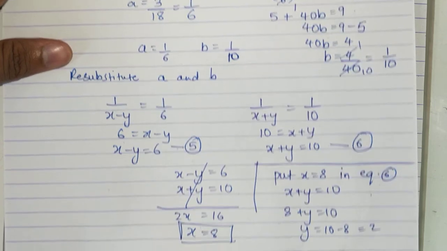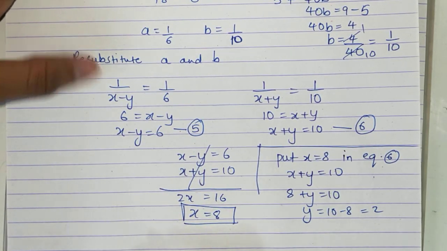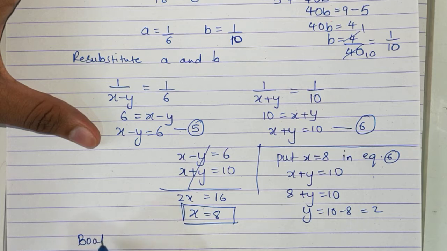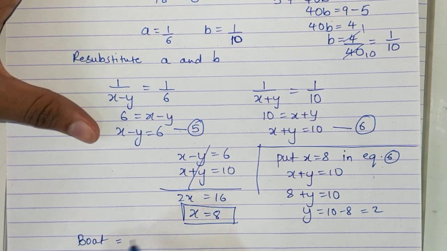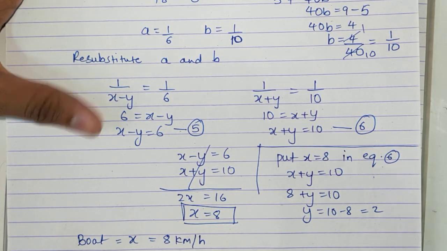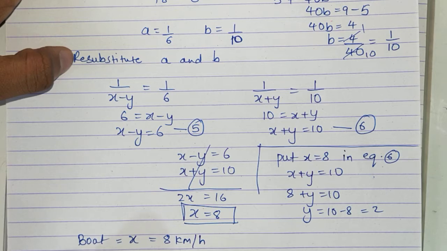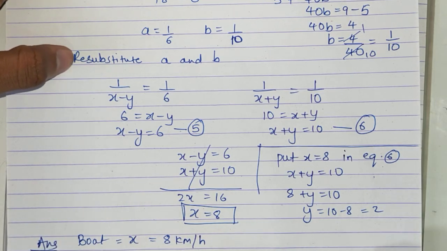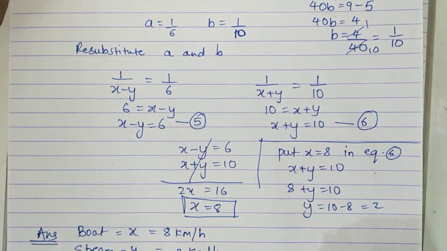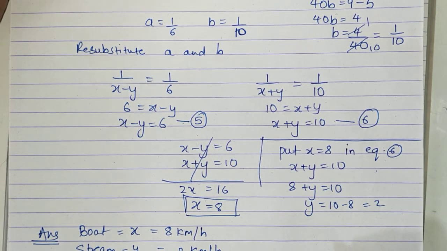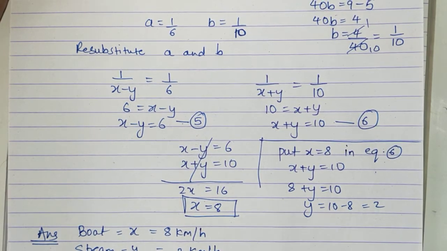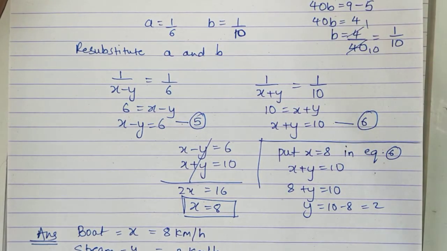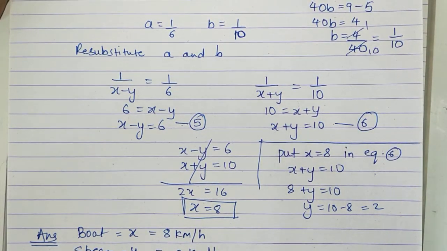Okay, so अगर ये मिल गए तो we can easily find बोट की स्पीड क्या होती है, x that is 8 km/h and स्ट्रीम की स्पीड क्या होती है, y that is 2 km/h. This is your final answer. Okay, copy it down properly, each and every step. Only this sum was so lengthy. The next 2-3 sums are not that lengthy.